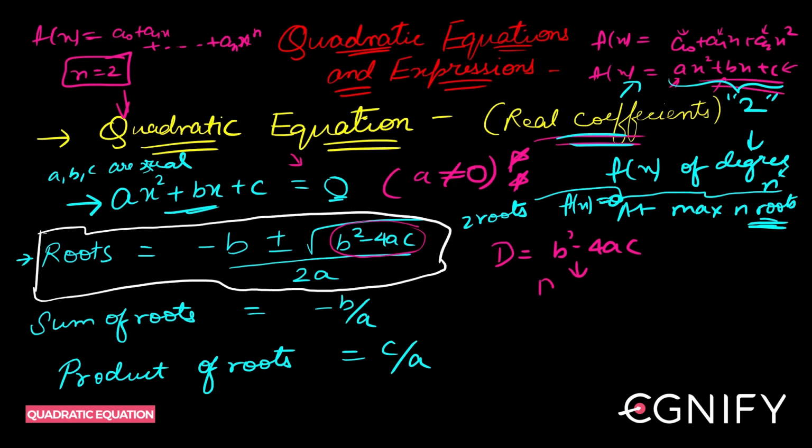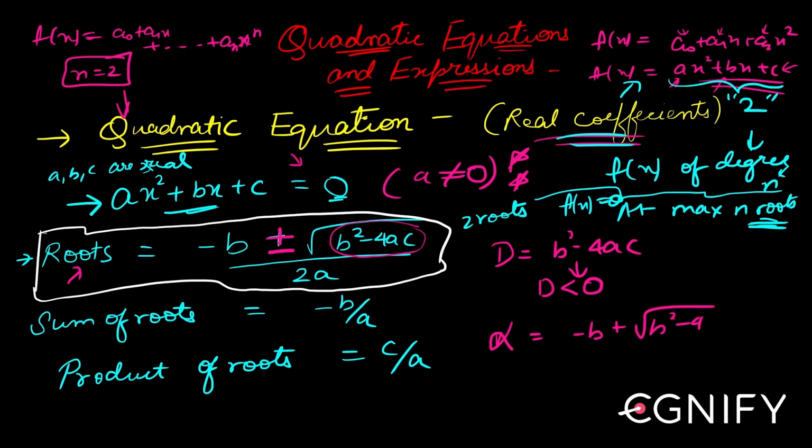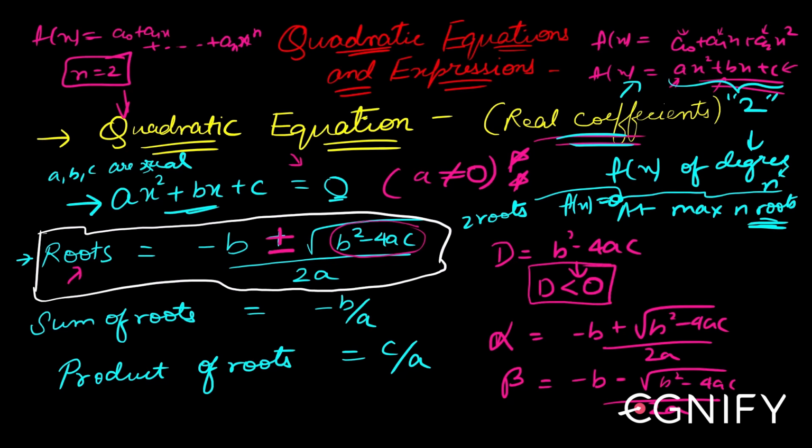If your D is less than 0, then you'll have the roots. So remember, how many roots are there in this formula? 2. One is when you take a plus, the other is when you take a minus. So your root 1, let it be alpha, that's minus b plus under root b square minus 4ac by 2a. The second root beta is minus b minus under root b square minus 4ac by 2a. Now the thing is, if your discriminant is less than 0, then both your roots are complex.